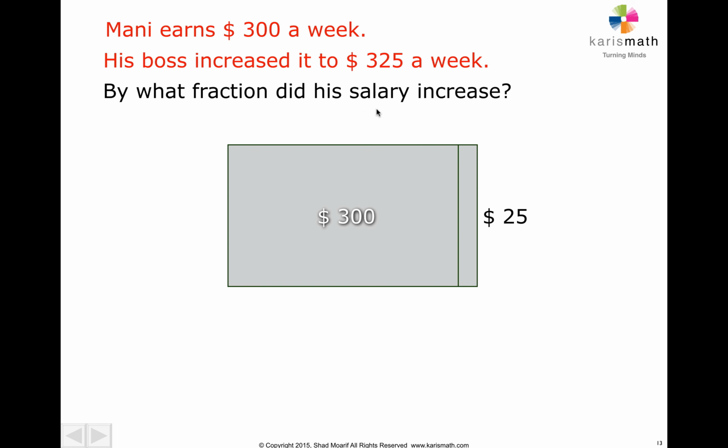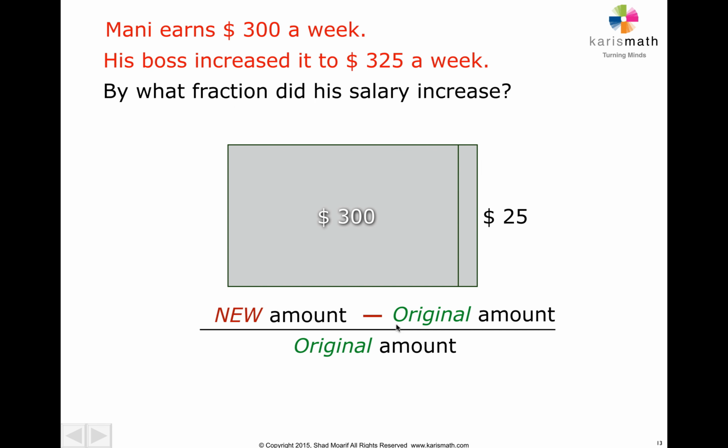Now, by what fraction does his salary increase? Means $25 is what fraction of $300? That's all we're asking. So the new amount minus the original amount over the original amount. That basically tells the story, because the new amount is what? What's the new amount? The increased amount. That's right, $325. What was the original amount? $300. That's right.